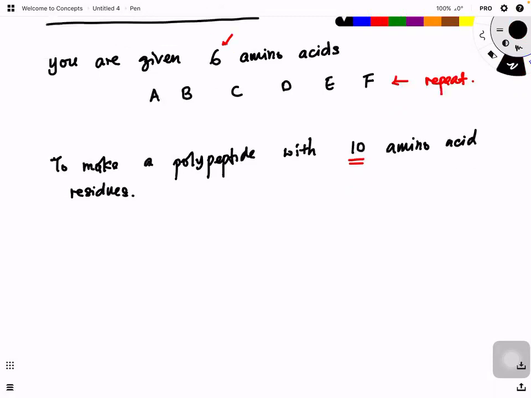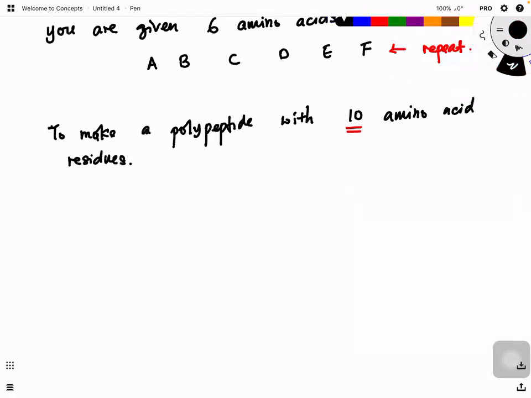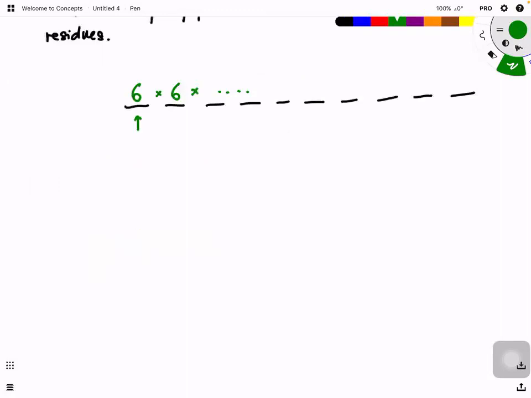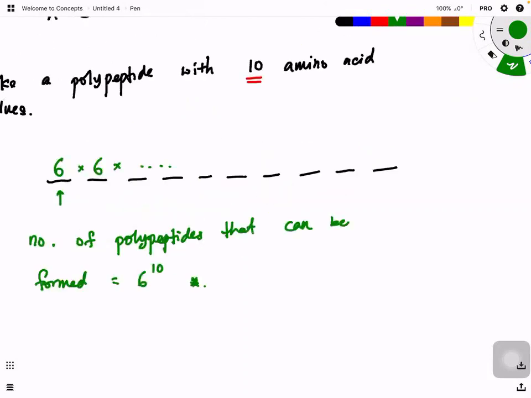So how to solve this kind of question? You have learned this before in mathematics. We have 1, 2, 3, 4, 5, 6, 7, 8, 9, 10 positions. At the first amino acid, we can put A, B, C, D, E, or F. So I have 6 choices, correct or not? Because we can repeat, the second slot also has 6 choices, and you continue. So the number of polypeptides that can be formed theoretically will equal 6 to the power of 10. Are you clear? 10 slots, and each slot you have 6 different types of amino acid to put in. So the answer will be 6 to the power of 10.